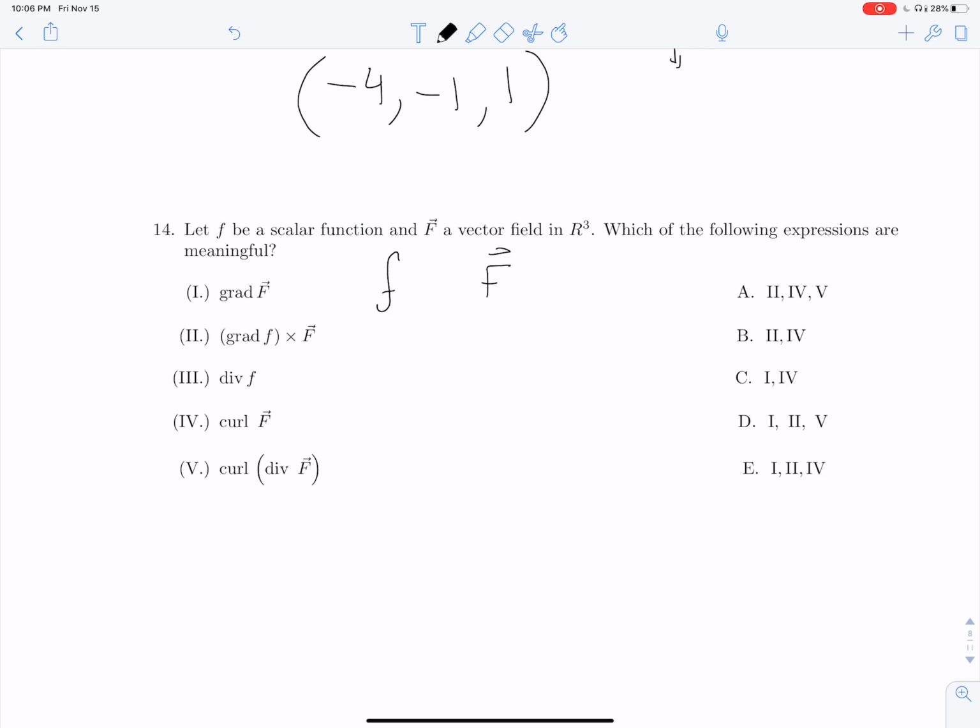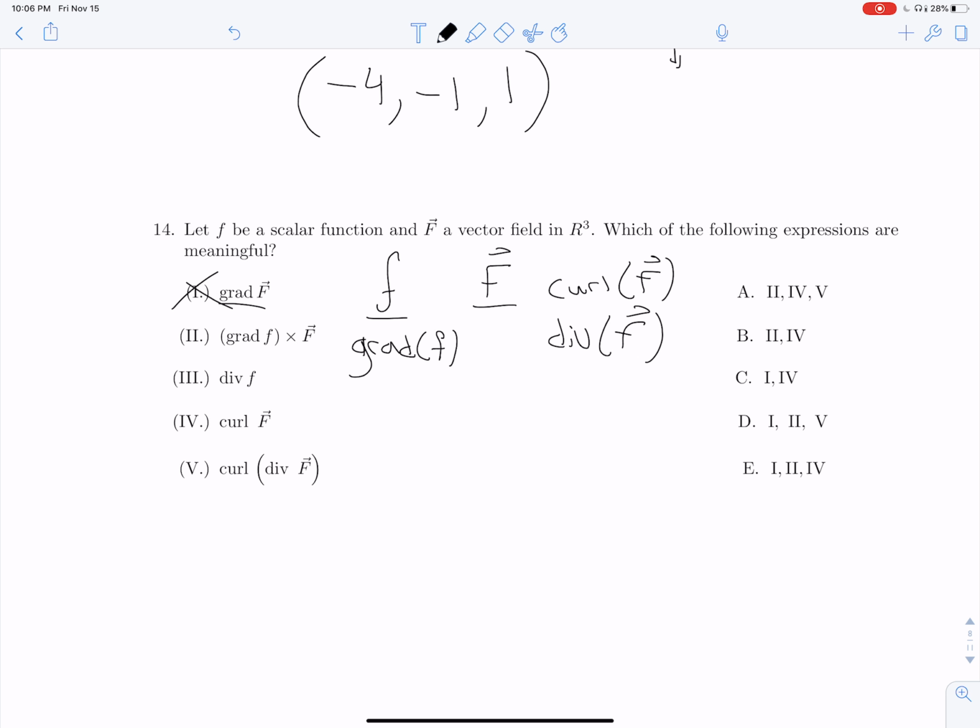Okay, operations that we can do on vector fields. Well, we can take a curl of F. We can take the divergence of F. And at least for our purposes, that's it. As far as potential functions, so scalar functions go, we can take gradients. So just taking a look at our options here, can we take a gradient of a vector field? No, we can only take a gradient of a scalar function.